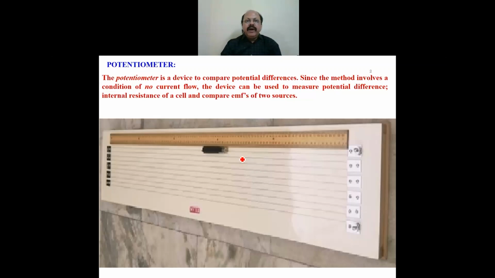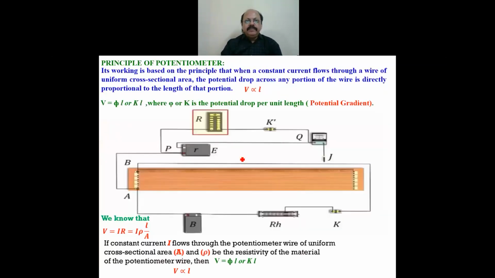A potentiometer is basically a device to compare potential difference, since the method involves the condition of no current flow, which we call null deflection. The device can be used to measure potential difference, internal resistance of a cell, and compare the EMF of two primary cells, or we can say two sources. So here you understand what is its principle.